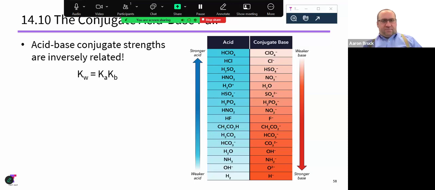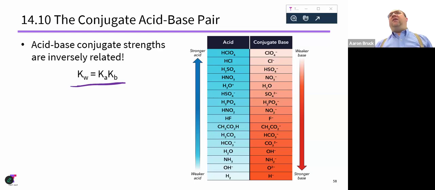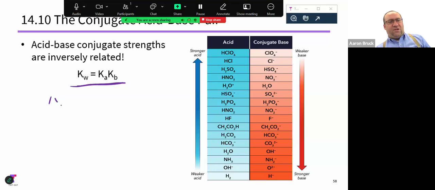the better its conjugate base is going to be at being a base. And quantitatively, we can relate these two to each other with this equation. If I take a conjugate pair and I multiply the conjugate pair's K values, so the Ka for the acid and the Kb for its conjugate base, if I multiply those two together, I will get Kw. Remember, Kw is 1 times 10 to the negative 14th.